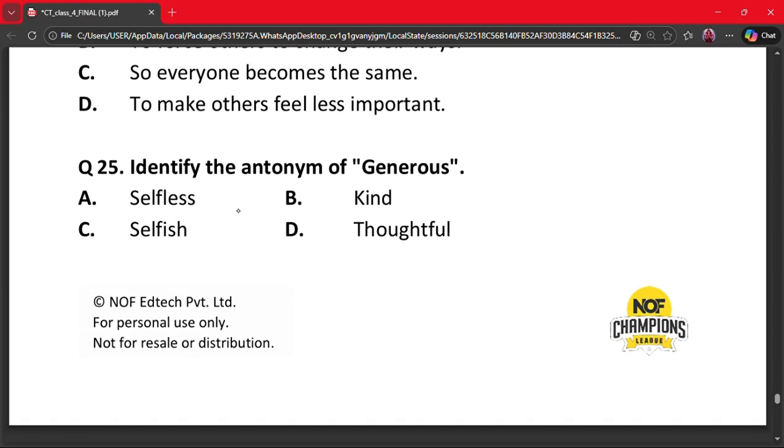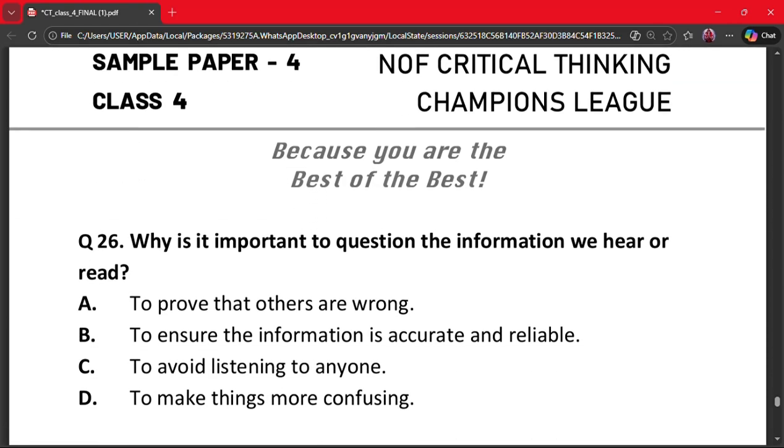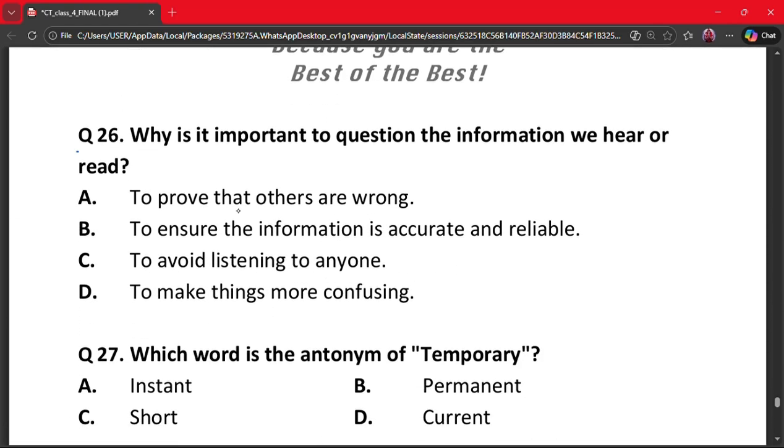Our next question is question number 25. Identify the antonym of generous. A. Selfless, B. Kind, C. Selfish, and D. Thoughtful. The correct answer is option C, that is selfish. Generous means giving and selfish means caring only about oneself. They are opposites.